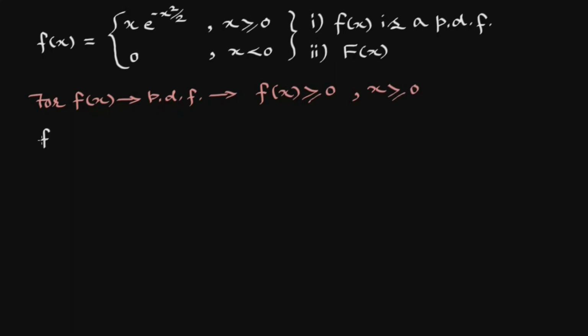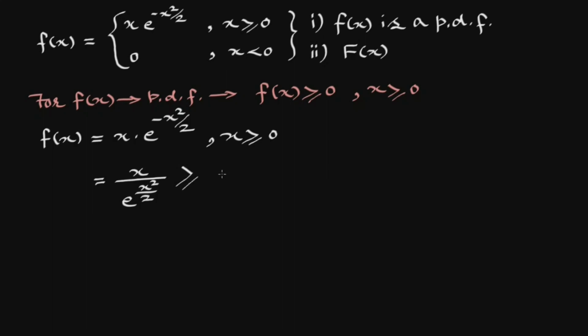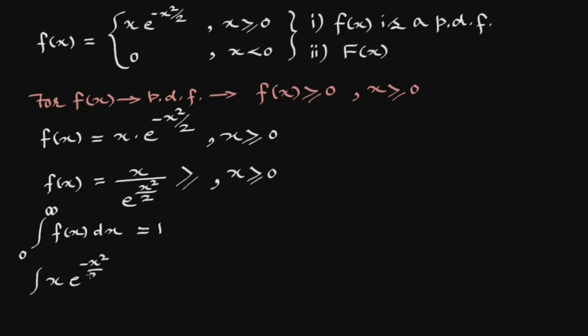We have f(x) equals x e raised to minus x square upon 2 when x is non-negative. This will be x upon e raised to x square upon 2, which is definitely going to be non-negative when x is non-negative. And next, the integral of f(x) dx from 0 to infinity should be 1. Here we have the integral of x e raised to minus x square upon 2 dx from 0 to infinity. We have to solve this by method of substitution.